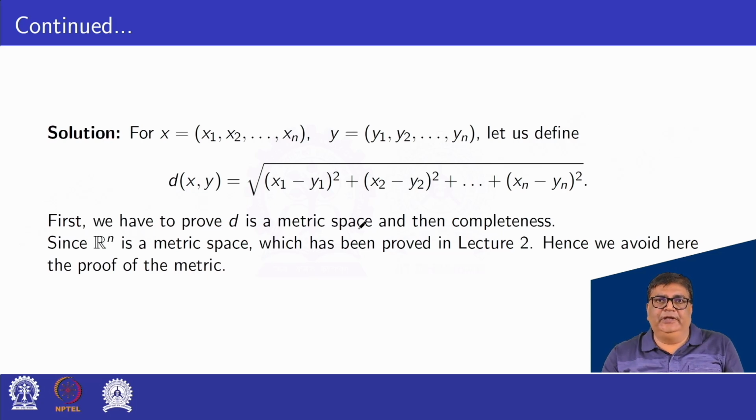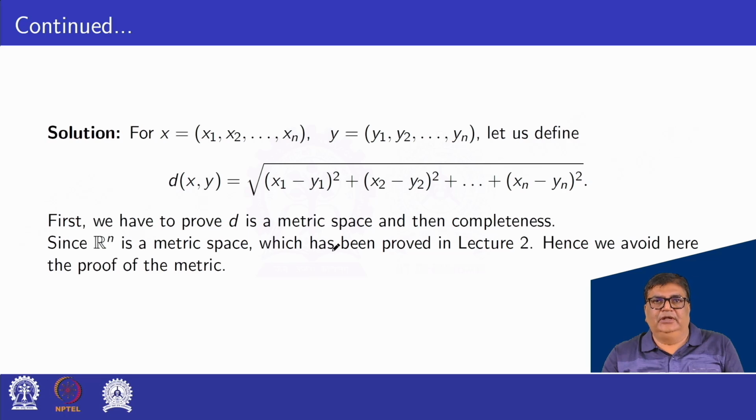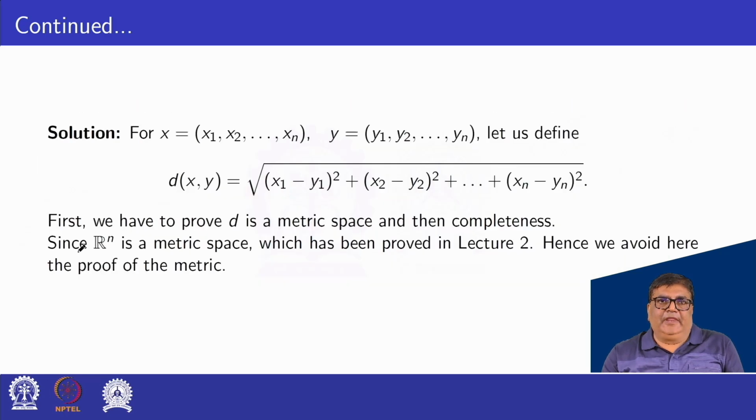First, we have to prove d is a metric and then completeness. To prove a complete metric space, first we have to check whether all the conditions of a metric are satisfied or not. Already we have proved this example as a metric space in the second lecture. So, in this lecture, we prove the completeness of Rn. Since Rn is a metric space, which has been proved in lecture 2, we avoid the proof of the metric here.